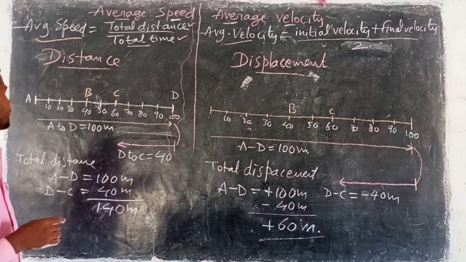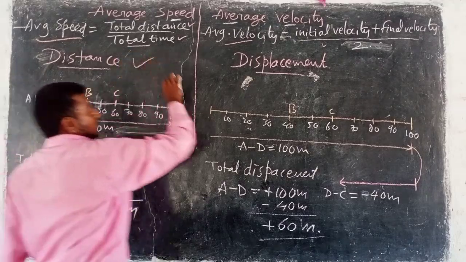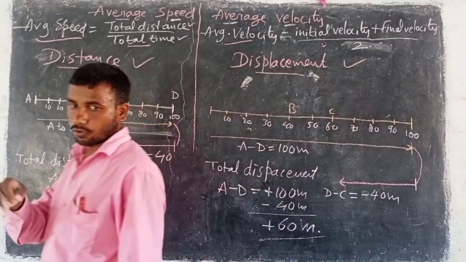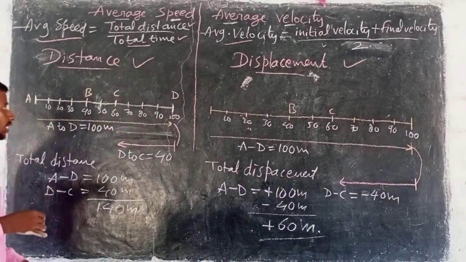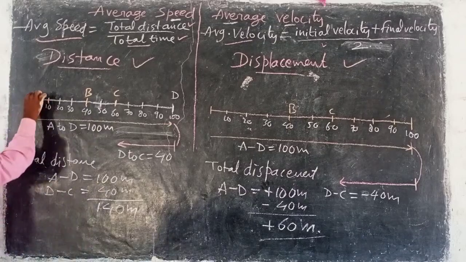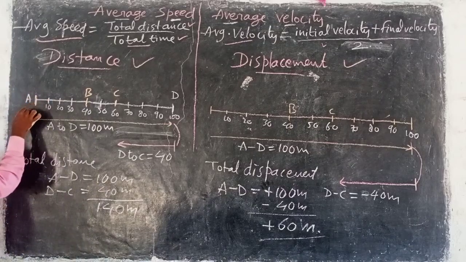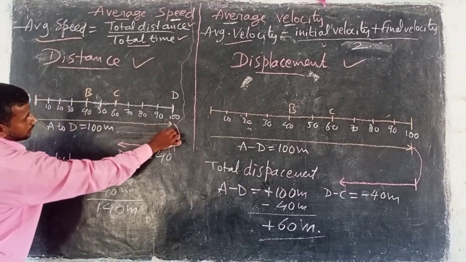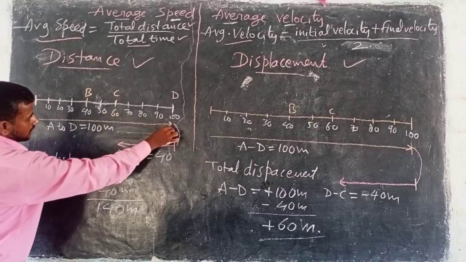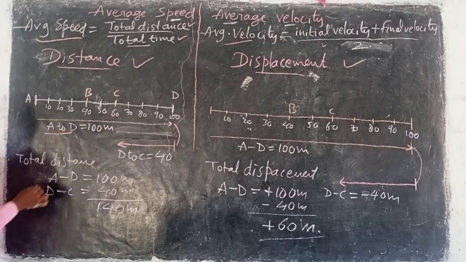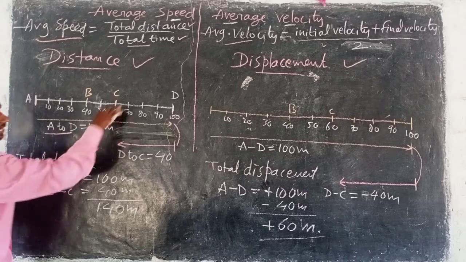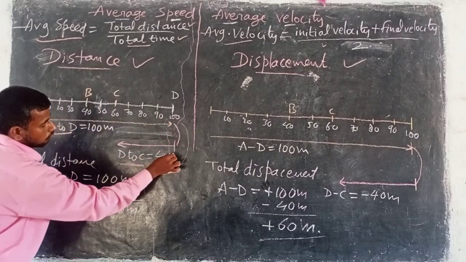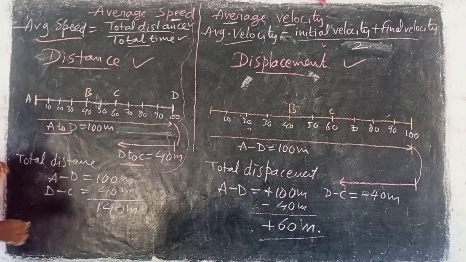Here, what is distance and what is displacement? I did not give an example before, so now I am giving. Look here. One body is near A. This is the first point. The body travels from A to D: A to B, B to C, C to D. And again it travels from D to C. 100 meters here traveled, 40 meters here traveled.